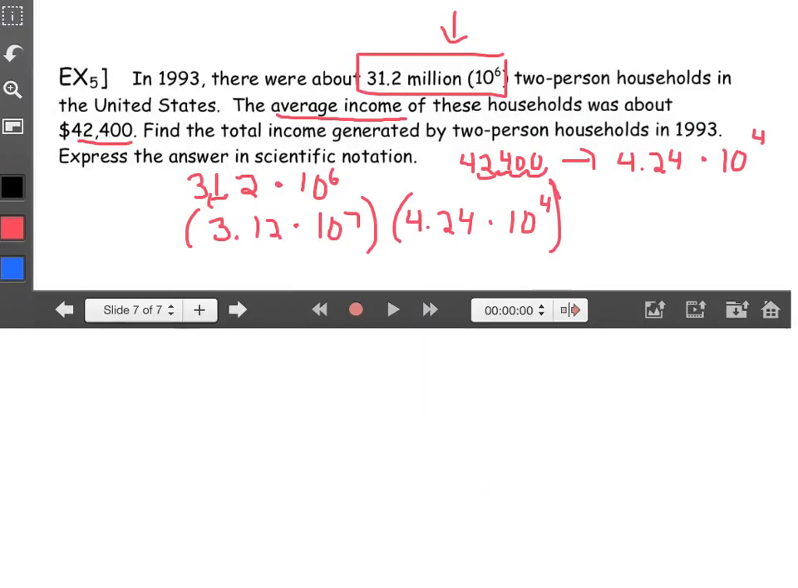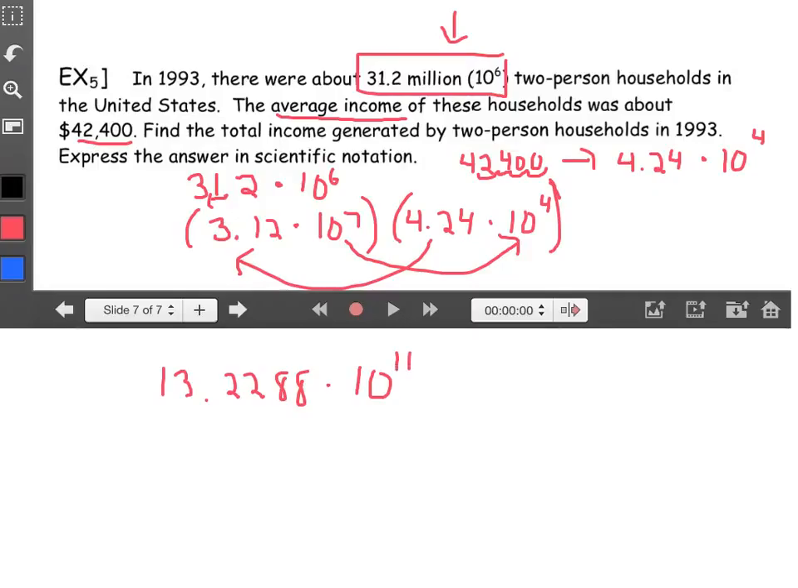So now what I'm going to do is take the coefficients and multiply them together. 3.12 times 4.24 is 13.2288. And then I'm going to multiply my powers, which means I add the exponents. So I have times 10 to the 11th. So 7 plus 4 is 11.